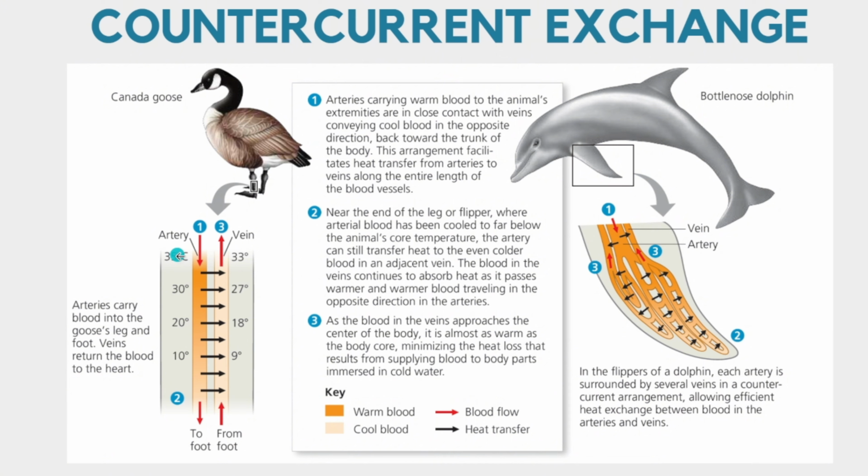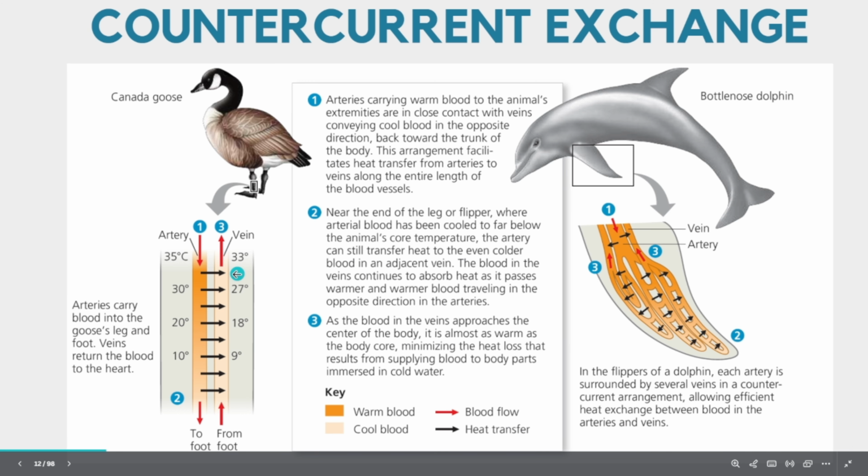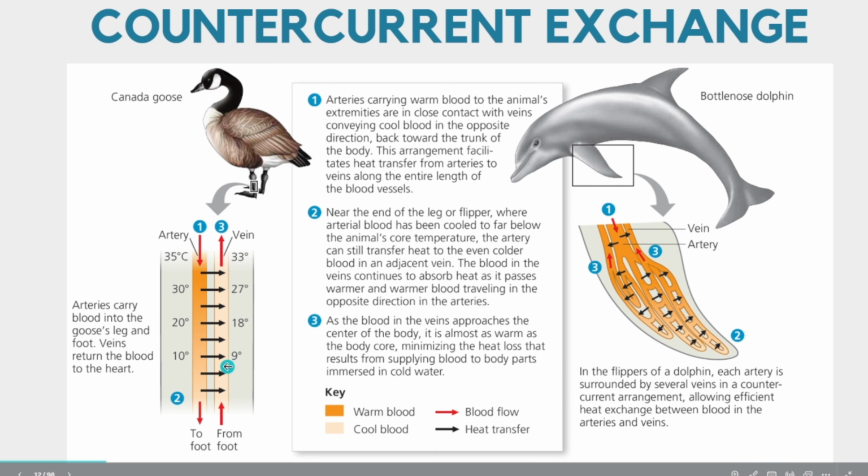So the blood in the vein continues to absorb heat as it passes warmer and warmer blood traveling in the opposite direction in the artery. This is what we call counter current exchange. They exchange the heat between the artery and vein. And why can this happen? Because the blood flows in opposite directions.